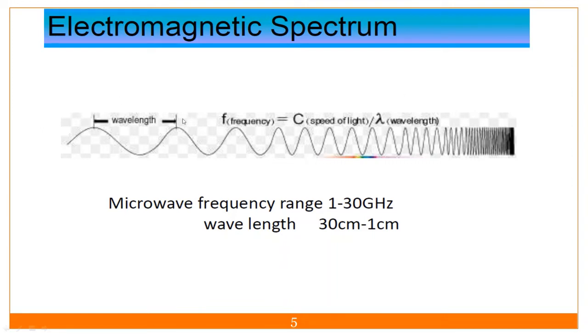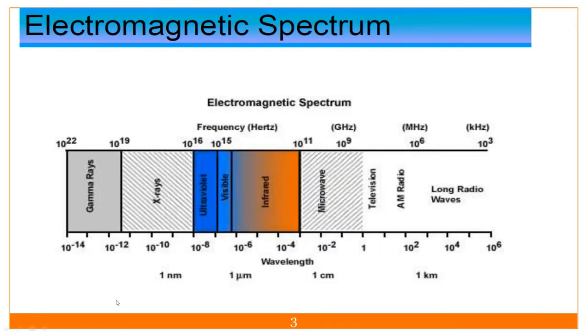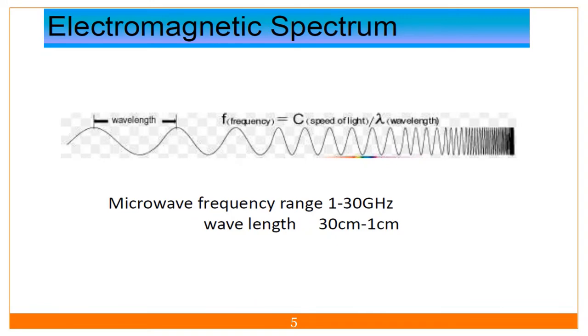So from this, if the wavelength is longer, then what will happen with the energy? If the wavelength is longer, then the energy is lesser. You will find lesser energy over here.